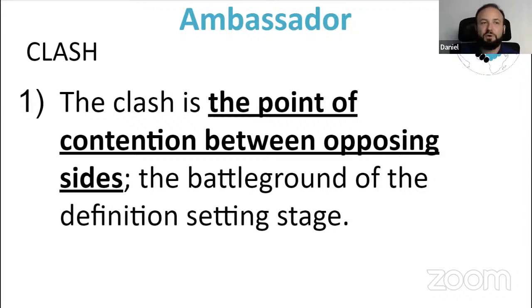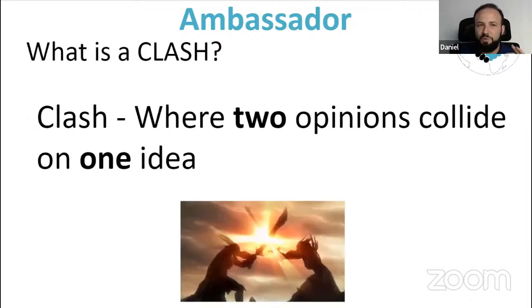So first and foremost, the clash is where two opinions collide on one idea. And this very much ties to engagement and everything we've been doing this week and last week. If our opinions do not collide, we're not debating. This room is hot. I am hungry. Let's get pizza. Can I turn on the air conditioner and buy a pizza?